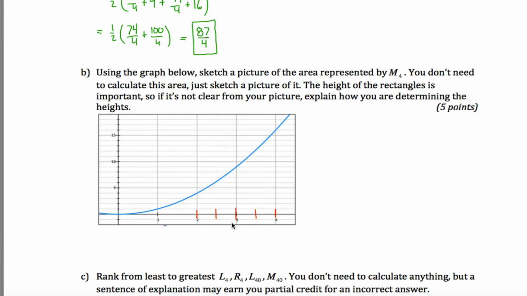But figuring out the height of the rectangle is a little bit tricky. Instead of using the right endpoint to figure out the height of the rectangle, I'm going to use the midpoint. So the midpoint right here will help me determine the height of the rectangle.